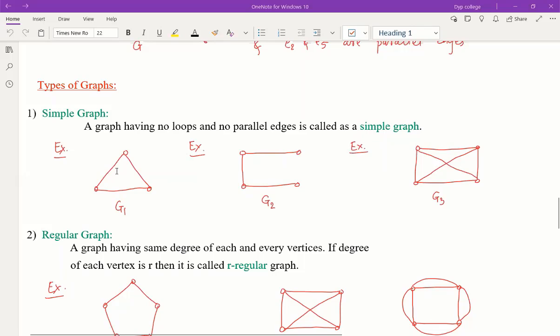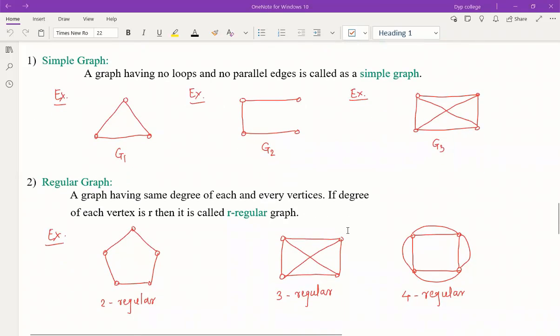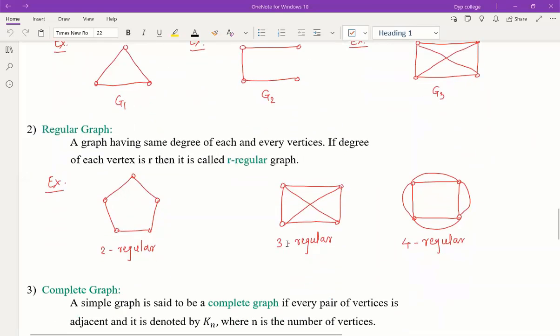The graph G1, just like a triangle. Then graph G2 is also a simple graph. Graph G3 is also a simple graph. So this type of graph, without loop and without parallel edges, is called a simple graph. It's a very simple definition of the simple graph. No loop, no parallel edges. Right? Then the second type of the graph is the regular graph.